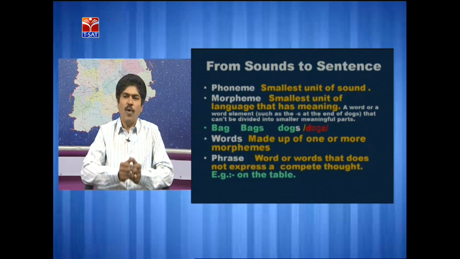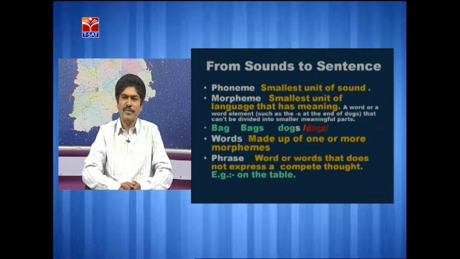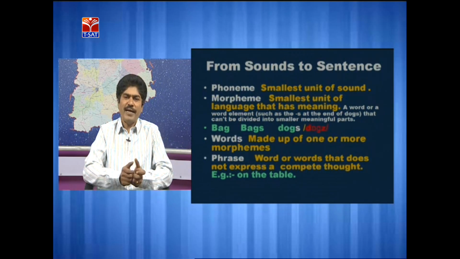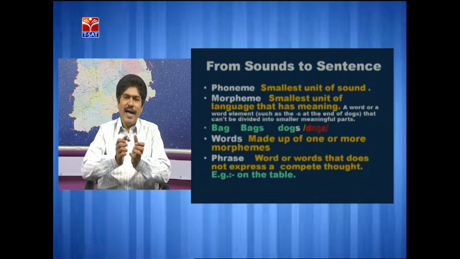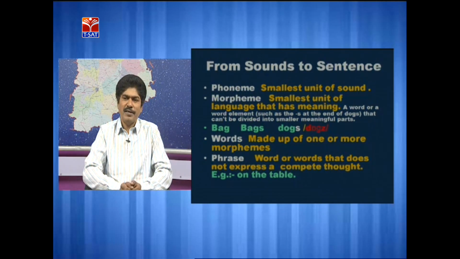Morpheme: the smallest unit of language that has meaning, a word or a word element. For example, you see bag. Bag conveys a meaning. It is a morpheme. By adding s, we are changing it a bit. It gives another meaning, that is bags. We pronounce it as bags. Here in bags there are two morphemes. Bag is one morpheme and s is another morpheme. It is made up of two morphemes.